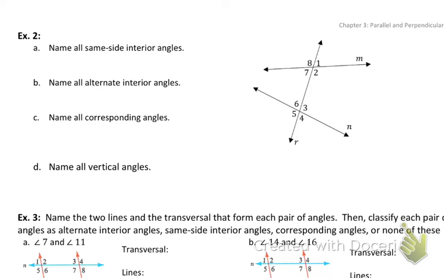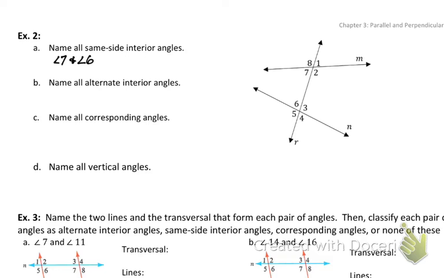We got a picture. I don't have colors on this time. I'm looking for some same side interior angles. What would be a pair of same side? Oh, hang on. Elmer, I don't think I've heard from you yet. Angle 7 and angle 6. 7 and 6 is correct. They're on the same side, and they're on the interior.